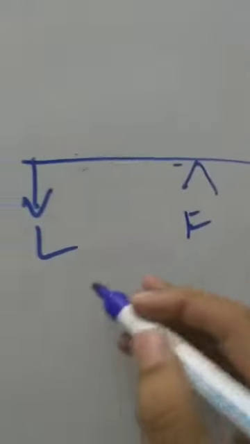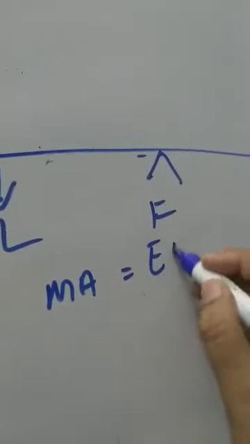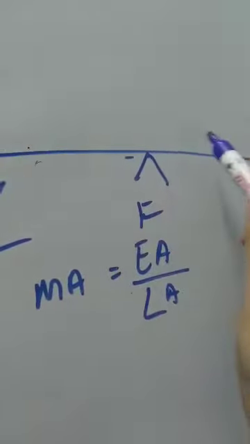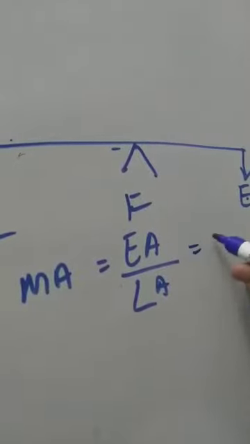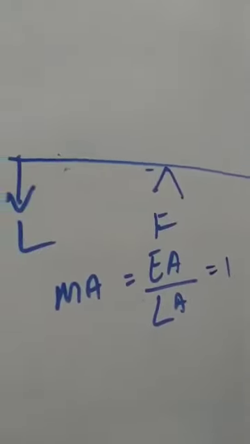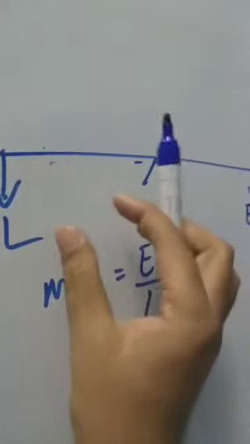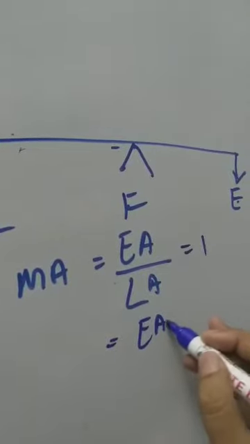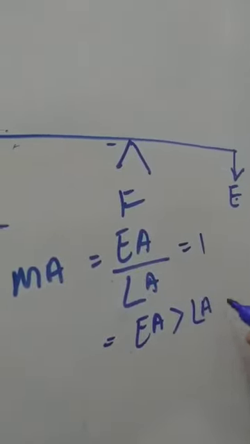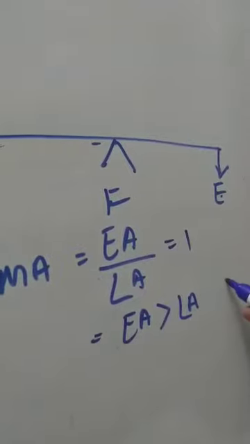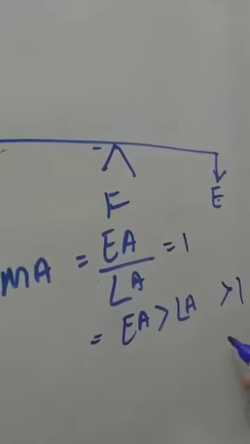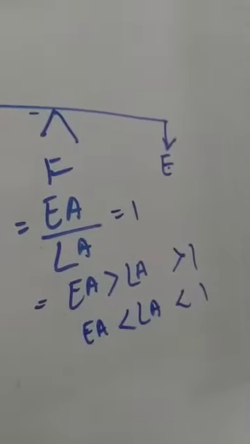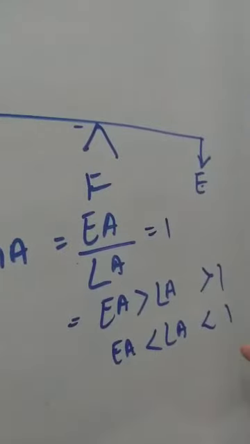Now as you have seen, mechanical advantage is equal to effort arm by load arm. If the fulcrum lies just midway between load and effort, then here the mechanical advantage will be 1. If the fulcrum shifts a little bit towards the load in such levers, what will happen? The effort arm will be greater than load arm. In that case, mechanical advantage will be greater than 1, and it will be less than 1 if effort arm is less than load arm.